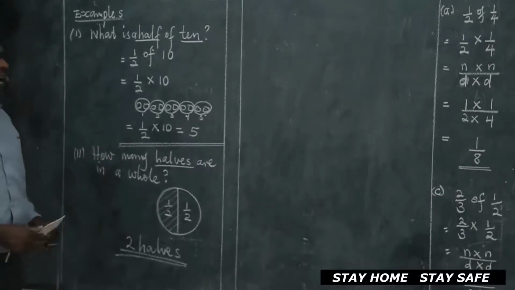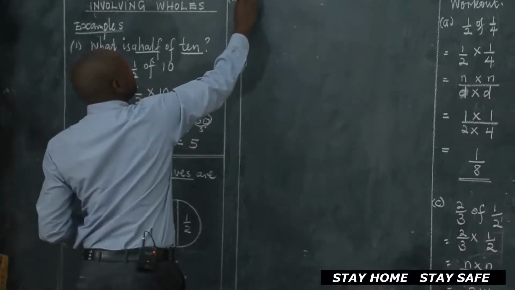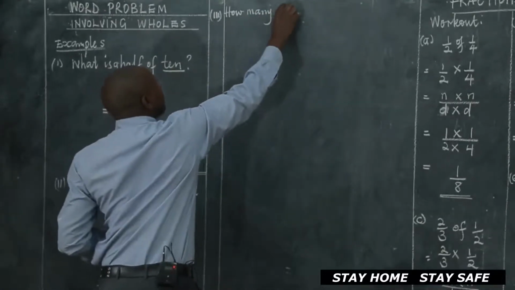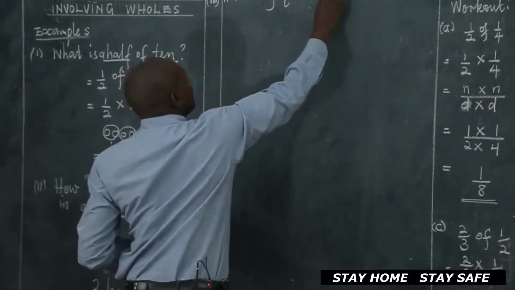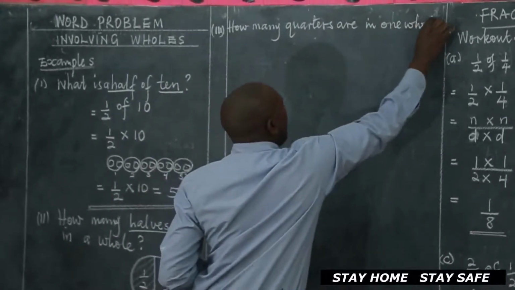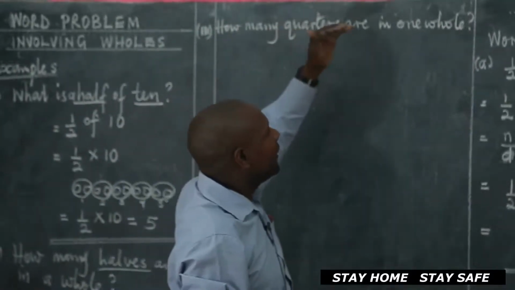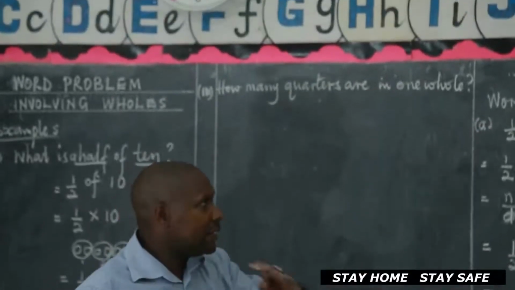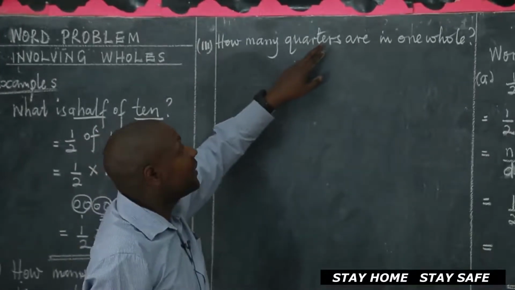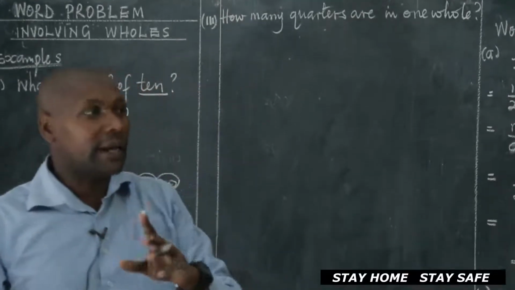So we can also ask you other fractions from a half. For example, if I have somebody saying, how many quarters are in one whole? Read it with me. How many quarters are in one whole? Spell the word quarters. Q-U-A-R-T-E-R-S. Quarters. If it is 1 quarter, it's a quarter.